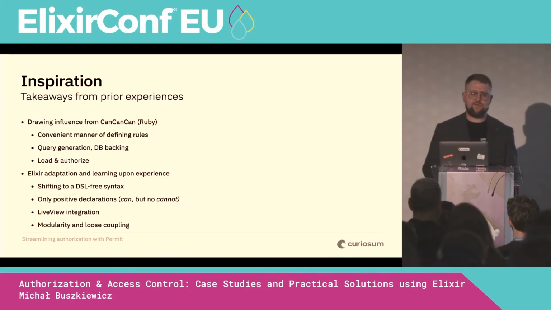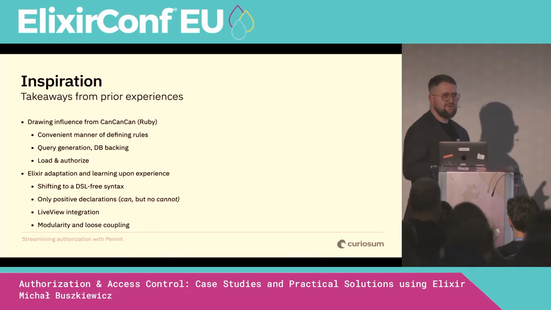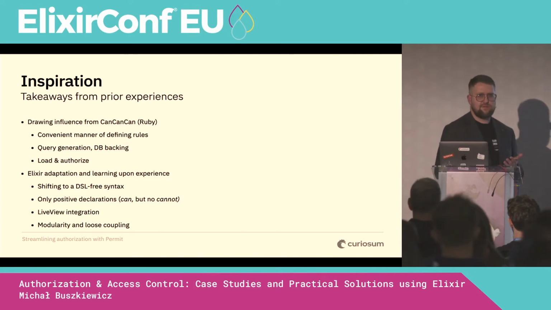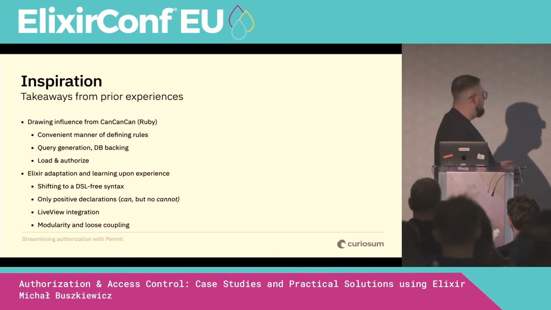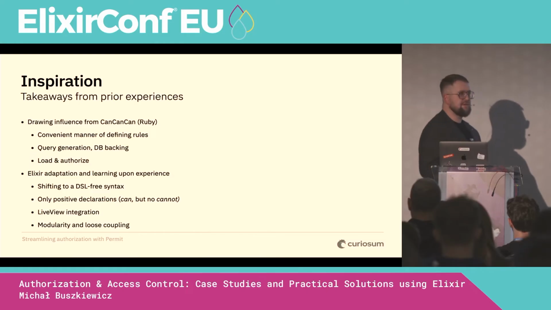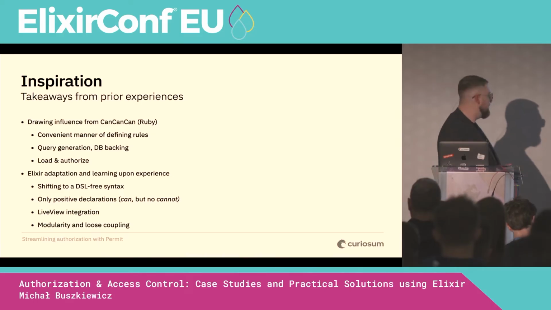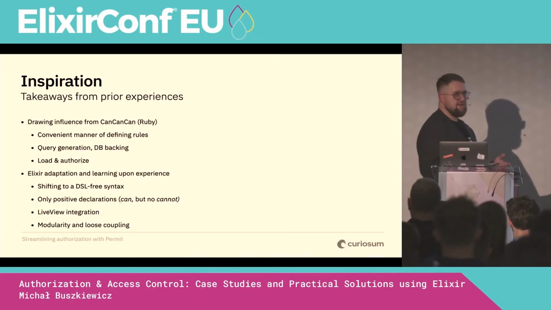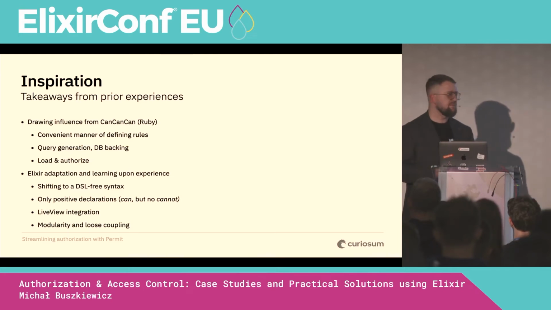And some of the inspirations we had before, Ruby's CanCan. After the first one got discontinued, we liked it. It satisfied plenty of the assumptions we told you about. There is a convenient manner of defining rules, generating queries to index accessible records. It's backed by DB, and there is obviously the load and authorize pattern. But as we adapted this to Elixir, according to our own requirements, we shifted to a DSL-free syntax because CanCan was kind of a heavy DSL.